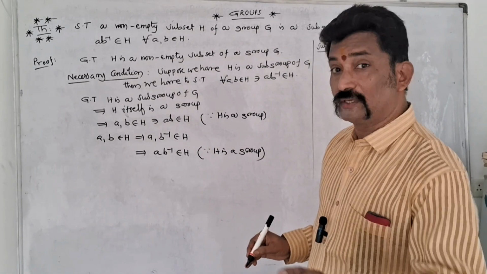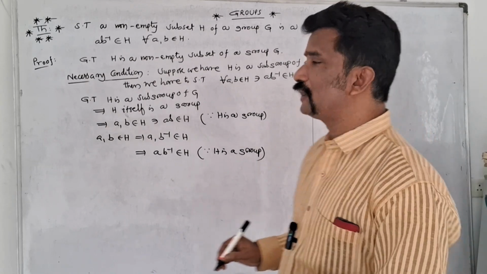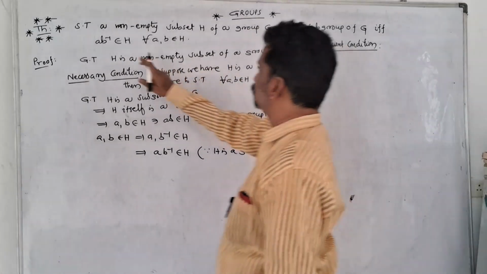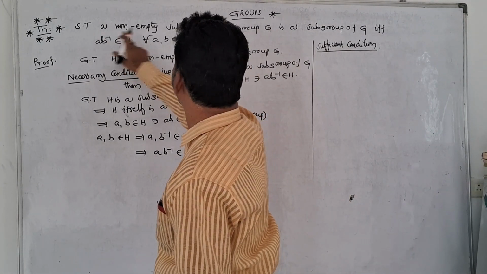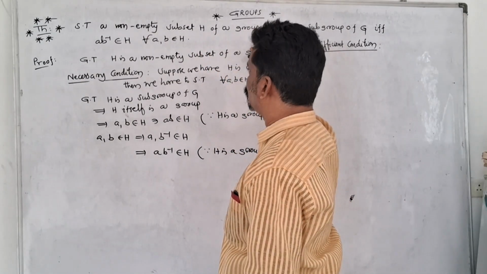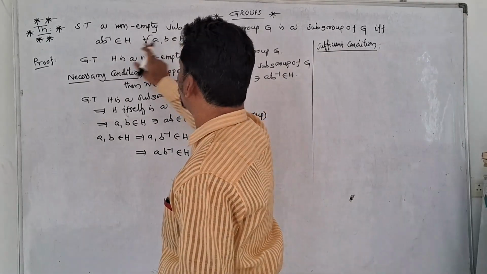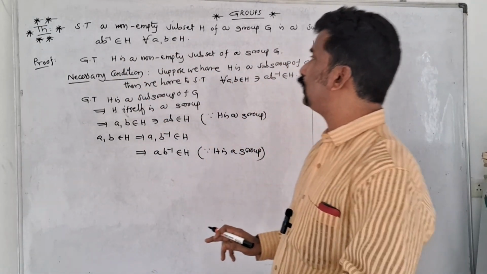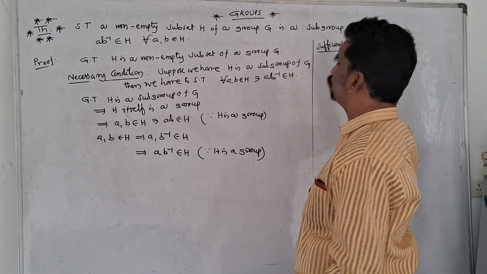Sufficient condition. What is the sufficient condition? Suppose we have H, a non-empty subset of a group G. Then for all a, b belonging to H such that a b inverse belongs to H, we have to show that H is a subgroup of G.